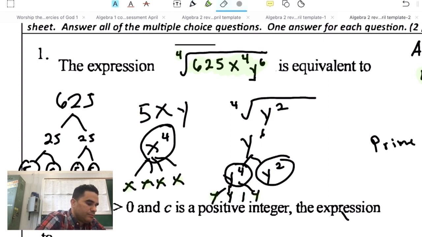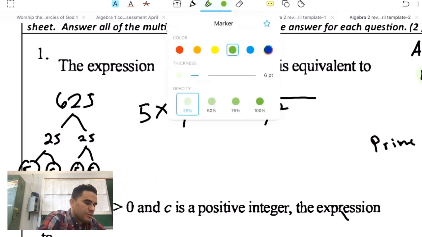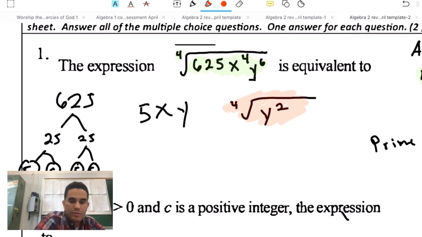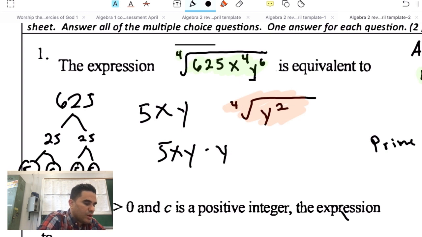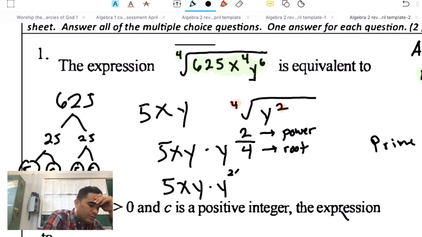Okay, now we need to convert this into having a rational exponent. So we're going to have 5xy, times y to something over another number. The number on the bottom refers to the root of the radical. The number on the top refers to the power of the radical. In this case, the root is 4 and the power is 2. So now we have 5x y times y to the 2 over 4.